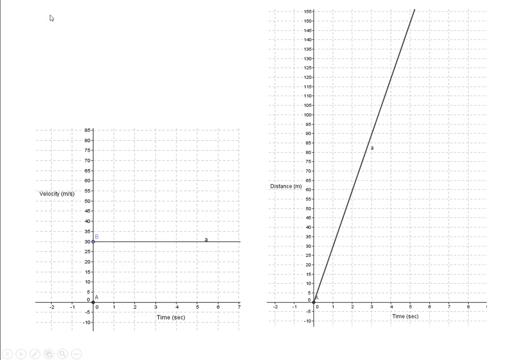Let's have a look at these two graphs and what they represent. The graph on the left is our velocity graph. We could write a function for it like this. We could write v equals f of t, which equals 30 meters per second.